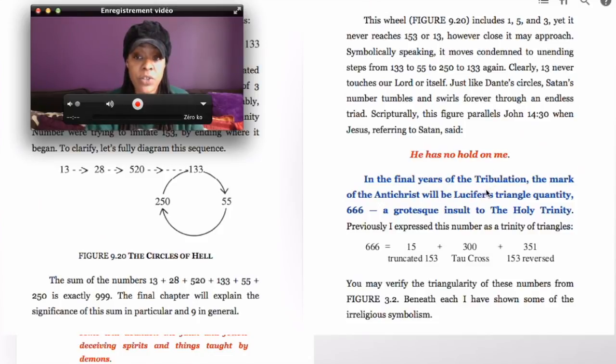So in the final years of tribulation, the mark of the Antichrist will be Lucifer's triangle quantity 666, a grotesque insult to the Holy Trinity. And again, he's showing 153 reversed and the truncated 153.